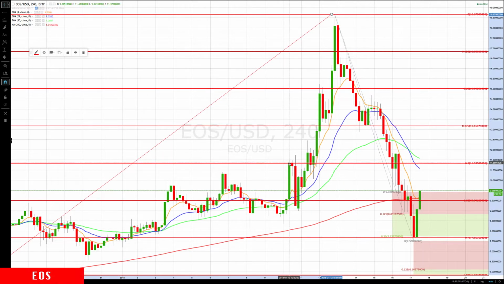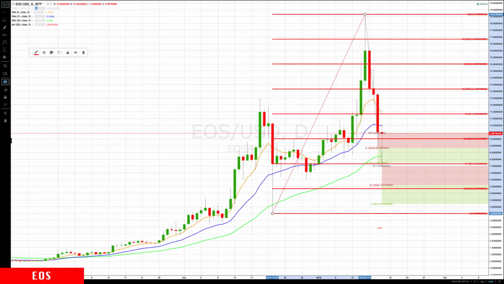And that also lines up with the prior breakout zone. So it was resistance, resistance, coming support. So that's going to be a very key area to watch on this rally. Let's take a look at the daily chart on EOS.